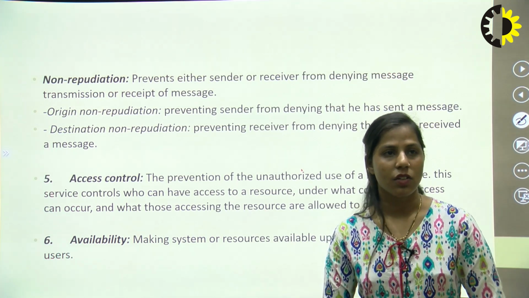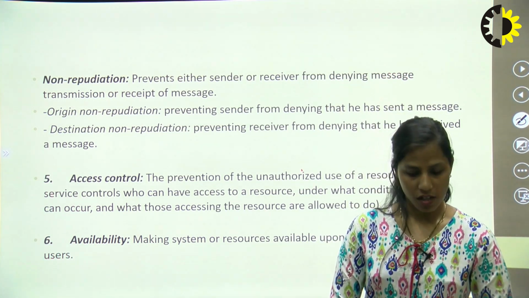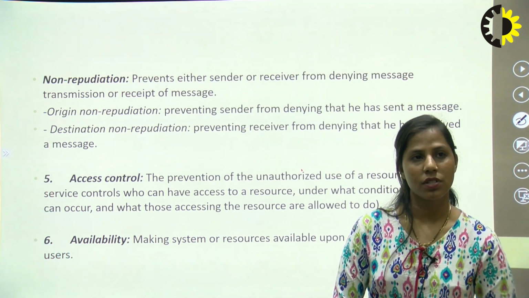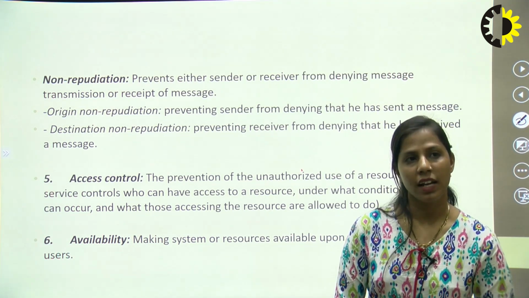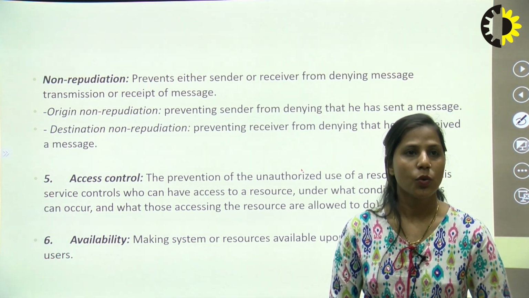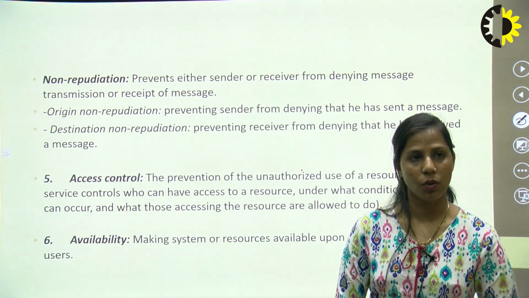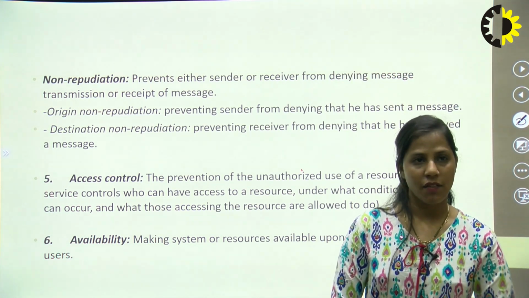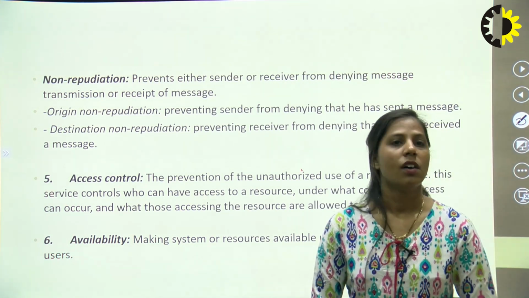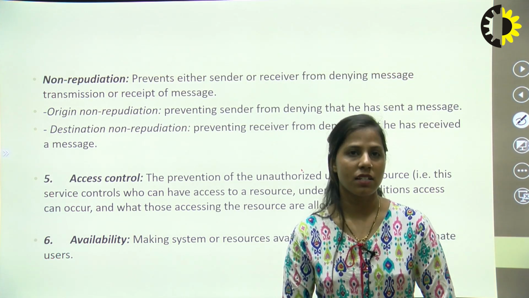Next is access control. Access control prevents unauthorized access to particular resources. Whatever resources someone can access, to which person you have to give the accessibility, you can use access control. Similarly, last one is availability, meaning which person can access the particular resources, that is the availability.